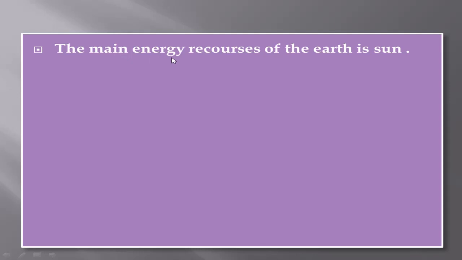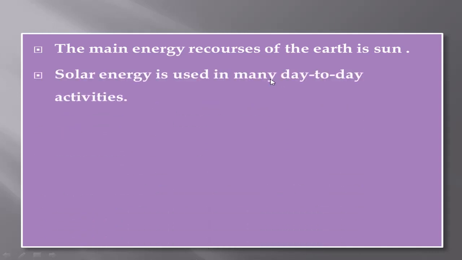Among the different types of energy resources, the main energy resource of the earth is the sun. It means the sun provides all the energy needed for the earth. All the energy needed for the earth is supplied by the sun. Right, next one.